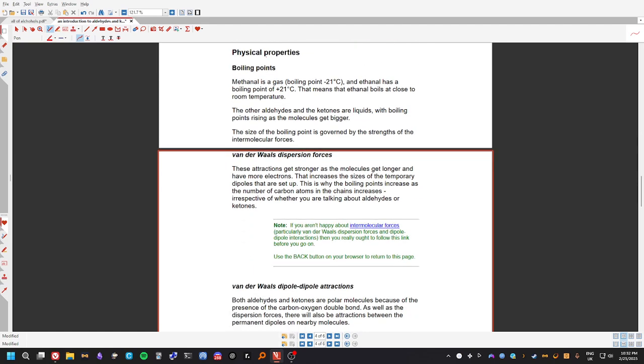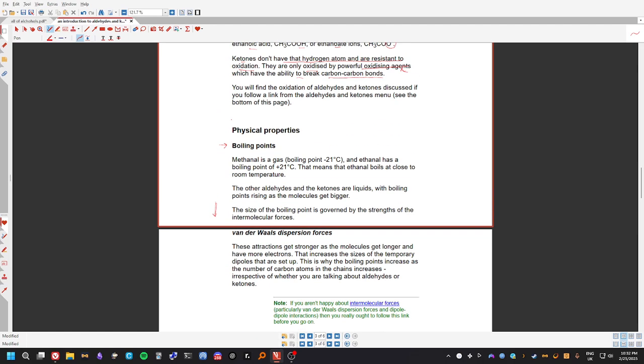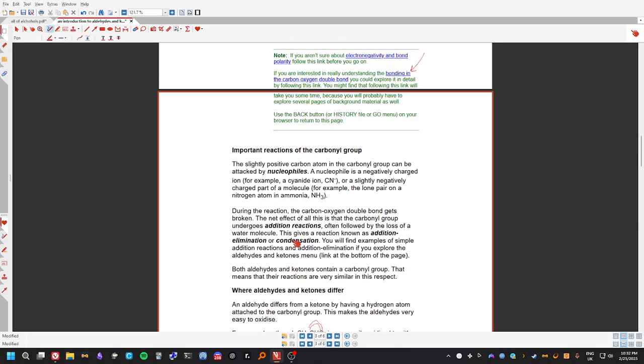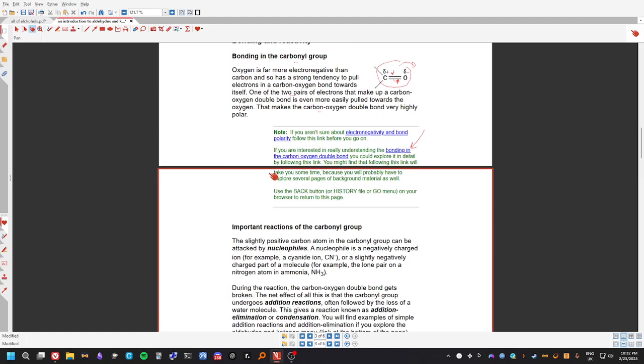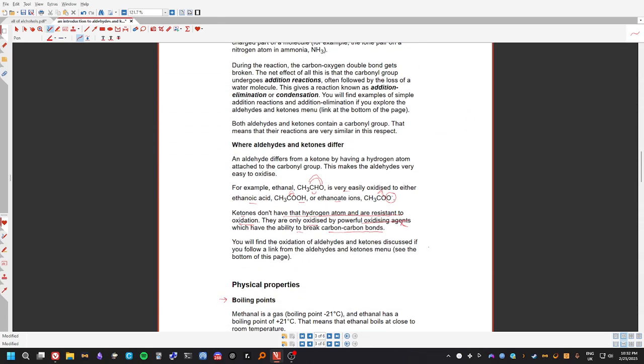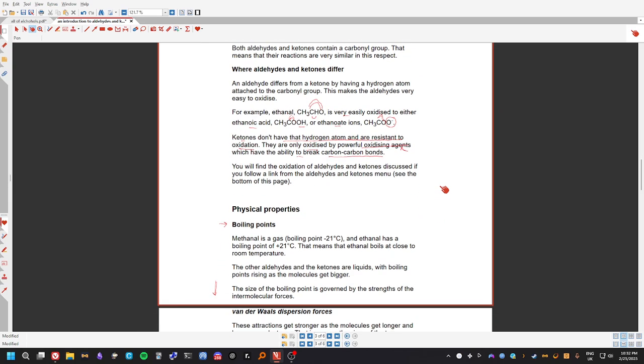So here, then, we have the physical properties. We have the boiling point and reactivity. Of course, we haven't talked about the reactivity. Well, we have talked about the reactivity in the sense that we've talked about the reactions, but not how easy it is to react. We've talked about reactions like this, and like this. So yeah, oxidizing agents have the ability to break carbon-carbon bonds.